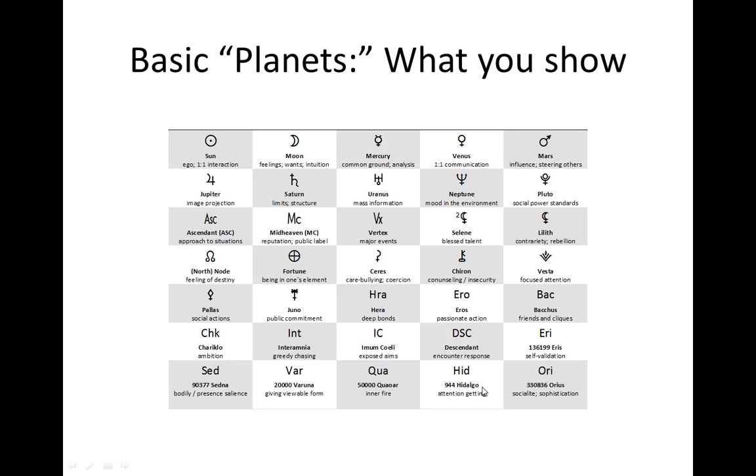Since I like studying ambition, I end by talking about Hidalgo and Orius. Hidalgo shows where you get attention, where people look at you, and unlike Sedna, which is more where your bodily presence stands out, Hidalgo is more where you're under the spotlight. That's probably the best way to describe it, I think. Planets which are right next to or in certain angles to Hidalgo tend to be susceptible to the spotlight in your chart. So if you want to be rich and famous, then one of the things you might look at is Hidalgo.